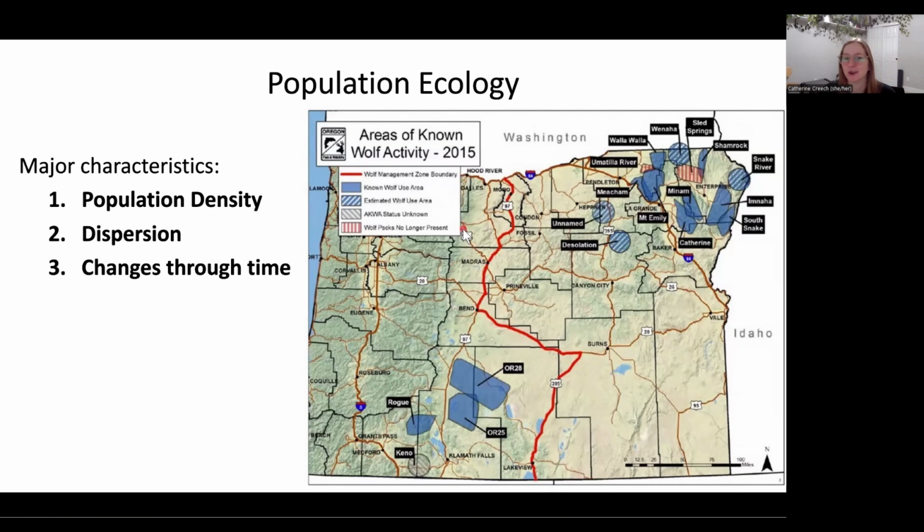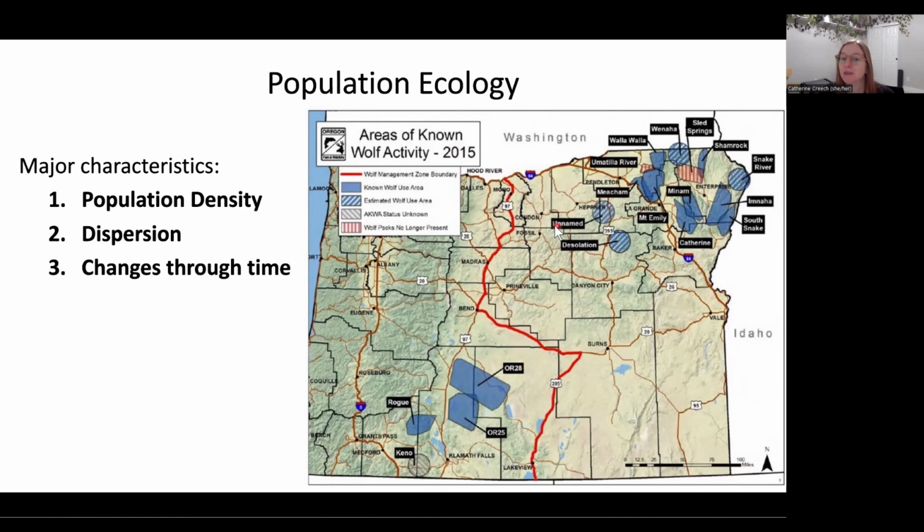The example I wanted to start with was the known areas of wolf activity, and this is in 2015. There are some updated ones, but I like the diagram for this one best because it shows us the wolf management boundary, which is this red line. This is our state of Oregon. We've got a scale bar, and we've got our denoter of which way is north. Then we have known areas of wolf use, and each OR number is the name of the wolf and its pack. So this is going to be the OR28 pack.